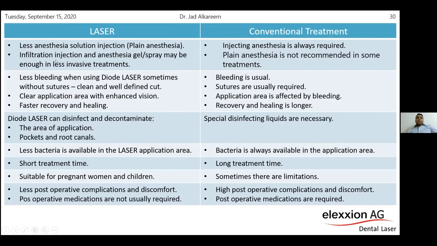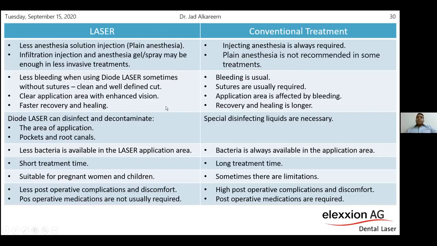With the diode, as I mentioned, you have infiltration injection. You can use gel or spray, it can be enough. And it's also less invasive if you compare it with the conventional treatment. But with the conventional treatment, injecting anesthesia is always required. In some cases, the plain anesthesia is not recommended for some treatments. So you still have some limitation compared with the laser.